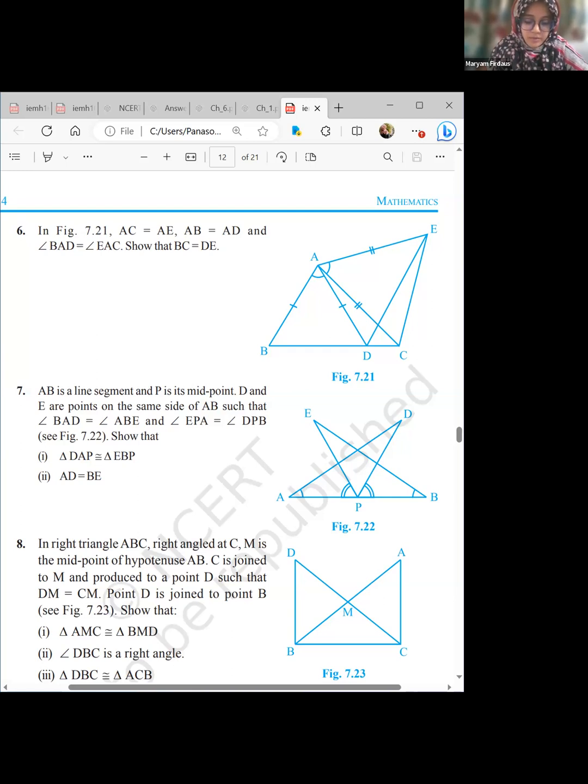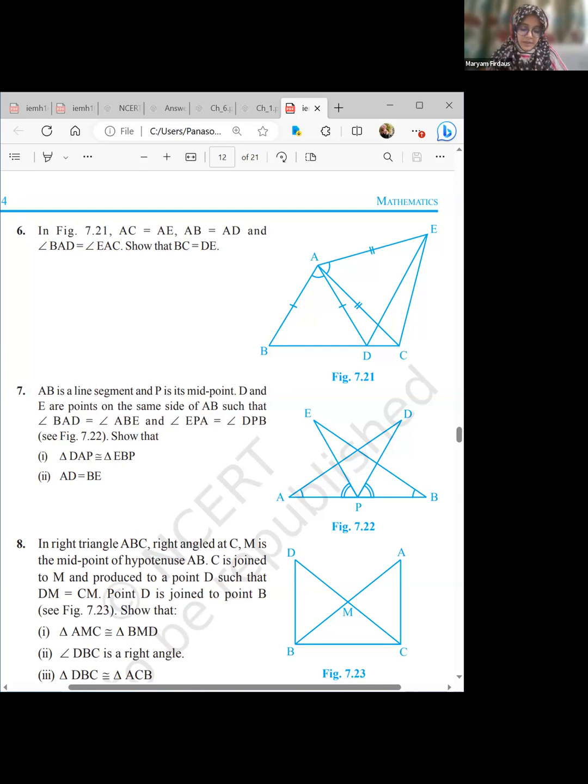P what? P as the midpoint. P is midpoint. So what does that make any two things equal to each other? No. Which two things does that make equal to each other? AP is equal to BP. Very good. So AP, this part will become equal to BP. So AP is equal to BP. Reason, midpoint. P is midpoint of AB.